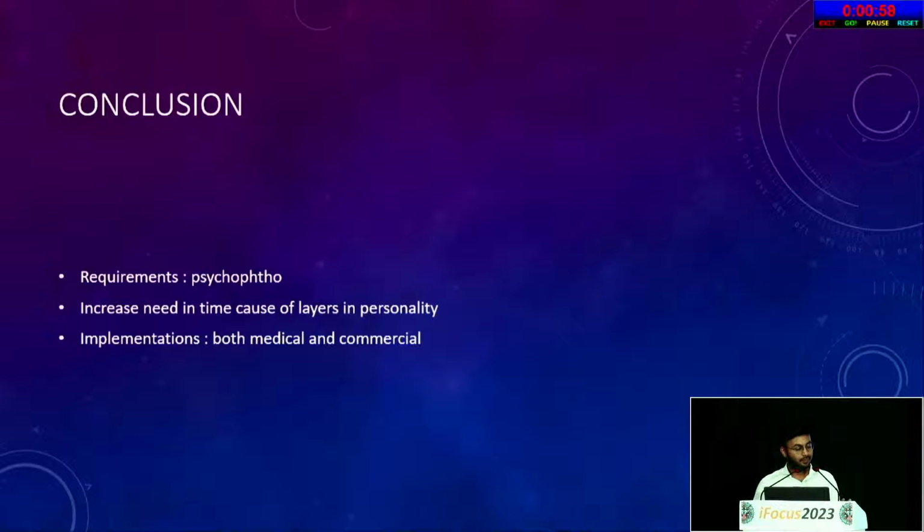It can be psycho-ophtho, we can say that. And at this time, there are so many layers in the personality of persons. So we can help some other branches like psychology and psychiatry to decode the eye language of the patients. And this implementation, as I have already told, can be helpful in medical and commercial ways both.